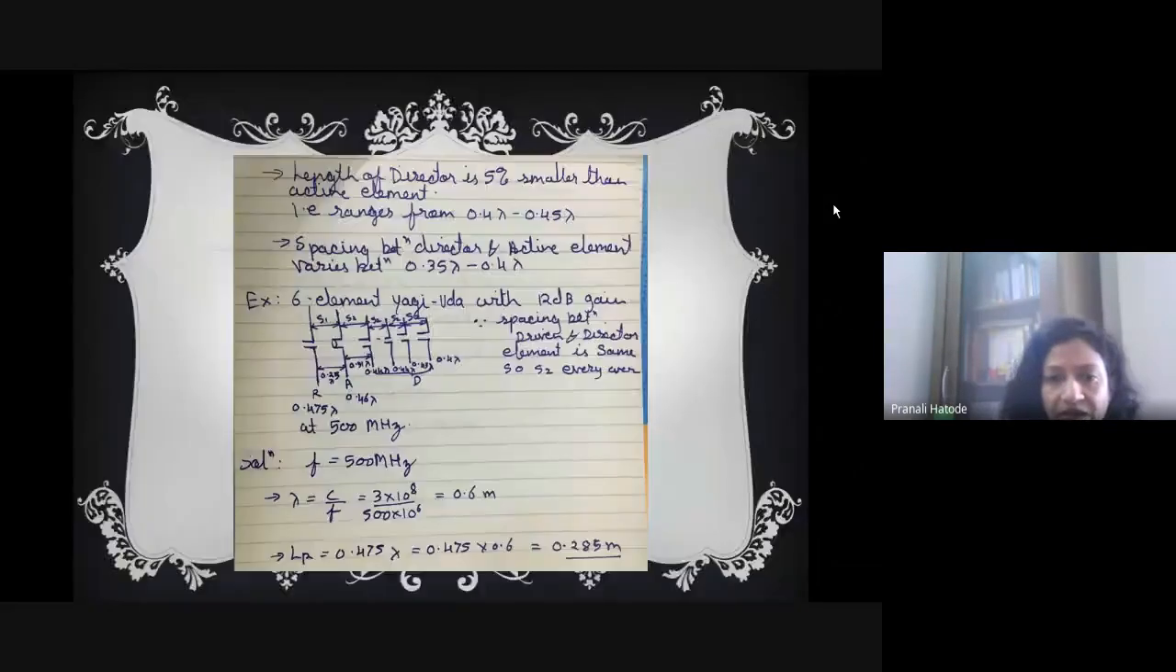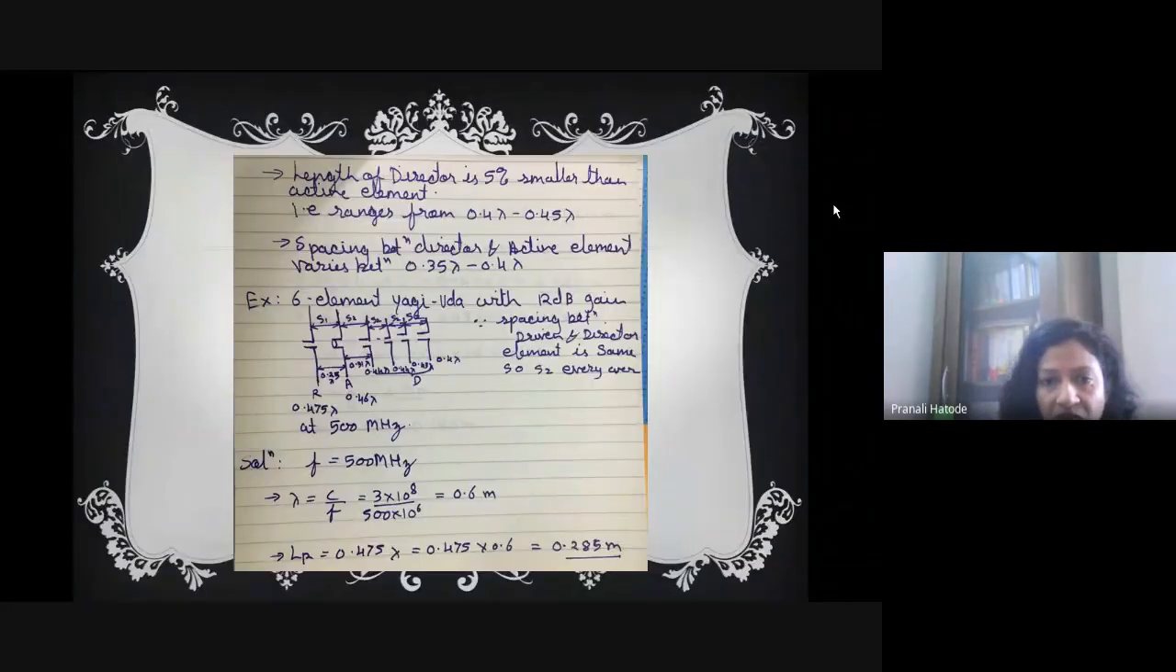Then all the directors are not equal. The first director is taken as 0.44 lambda. The second director is also 0.44 lambda. The third and fourth are 0.43 and 0.4 lambda respectively. Now as I told you, the spacing between the reflector and active element is fixed, that is lambda by 4, and the spacing between the active element and the directors must fall between 0.35 lambda to 0.4 lambda. So here it is taken as 0.31 lambda.